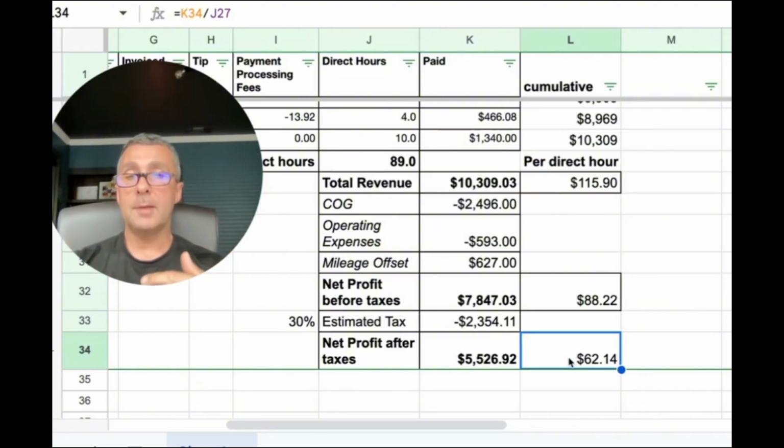But as I reflect on these numbers, as I look at the jobs that are making me money, as I look at the things that I'm losing my money on, I get better, right? So as I refine these numbers over time, hopefully these numbers will start to creep up a little bit.